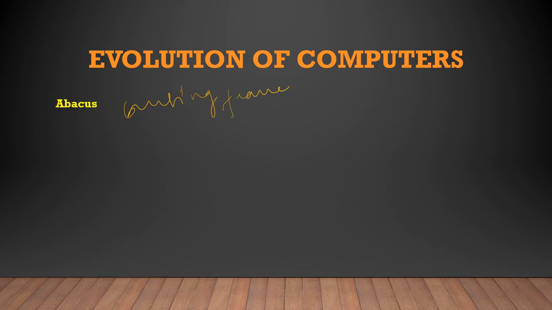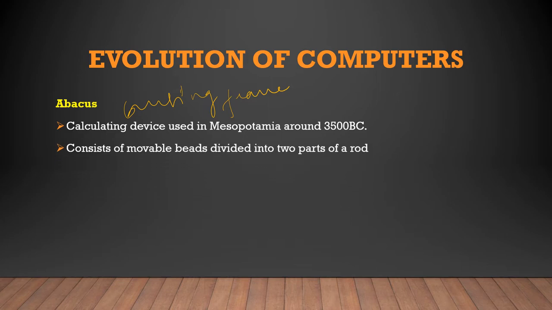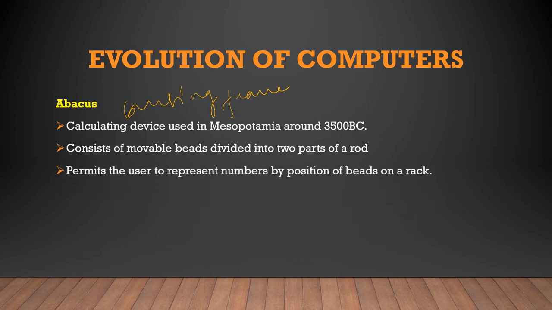The counting frame is a calculating device that was used in Mesopotamia around 3500 BC. An abacus consists of beads divided into two parts, which are movable on the rods of the two parts. This device permits the user to represent numbers by the position of beads on a rack. That is, simple calculation can be carried out rapidly and efficiently by positioning the beads appropriately.